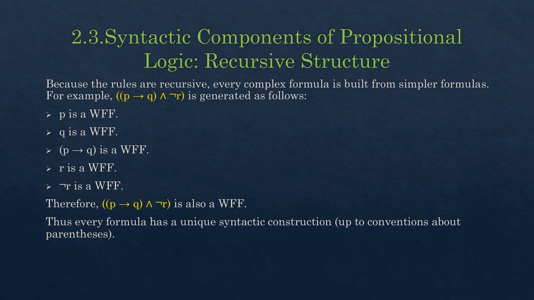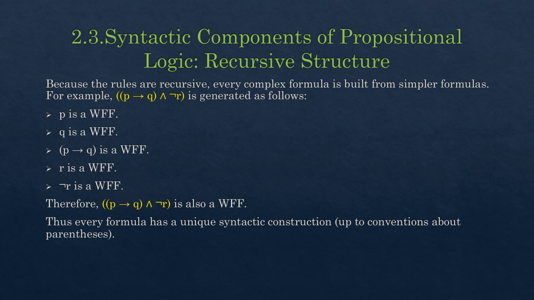And the next one, it is not R, it is negation. Here I've used the symbol of negation in front of the R, and I've used it properly. For this reason, I can say that not R is a well-formed formula too. And therefore, I can say that if P then Q and not R is also a well-formed formula. Thus, every formula has a unique syntactic construction up to the conventions about parentheses.